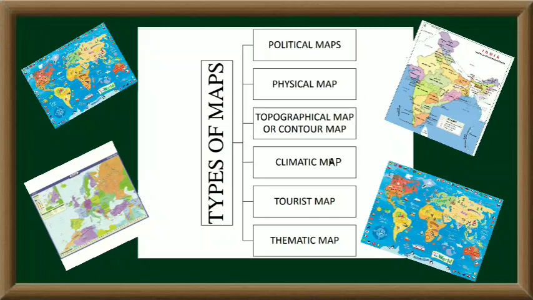There are different types of maps that serve different purposes. The first one is political maps, the second one is physical map, the third one is topographical map or contour map, the fourth one is climatic map, the fifth one is tourist map, and the sixth one is thematic map.